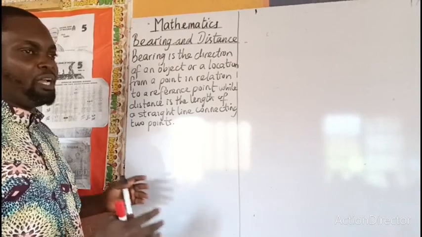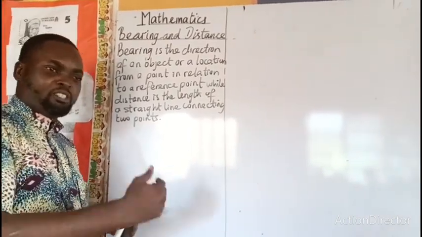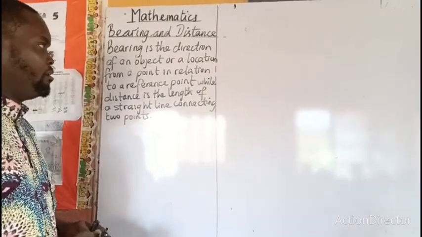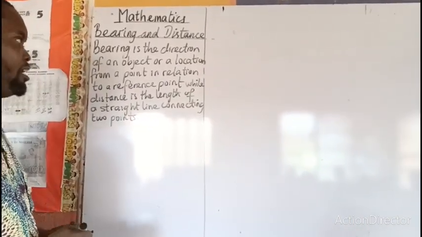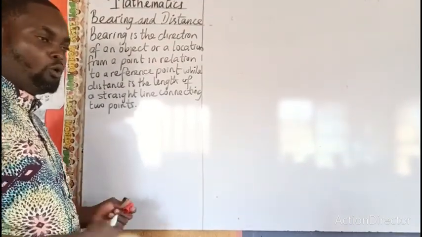That means we are talking about bearing. We are trying to look at where this object is in relation to another object. That is bearing. And distance, of course, has to do with the length between 2 points.